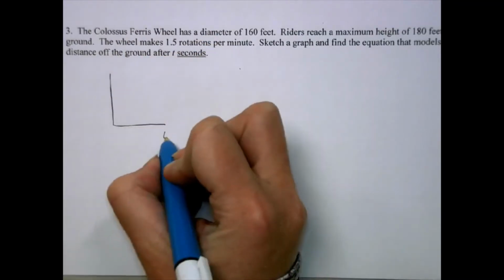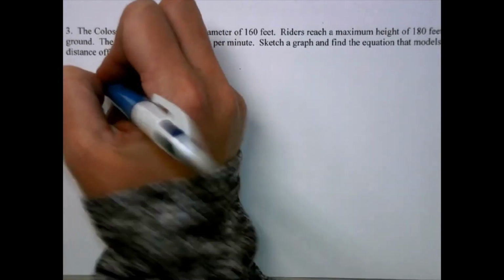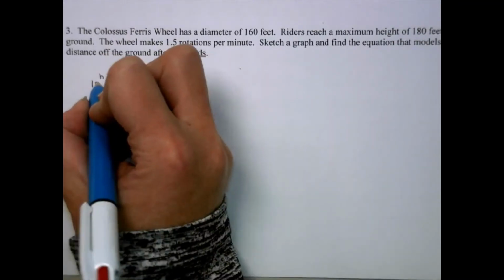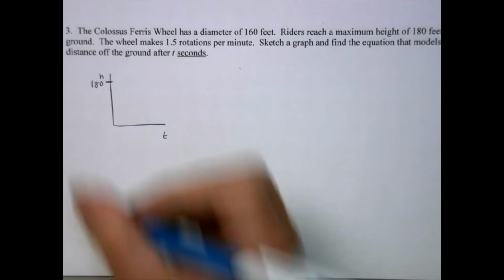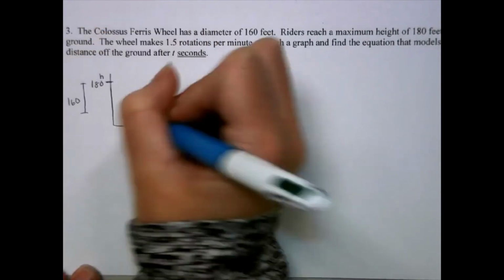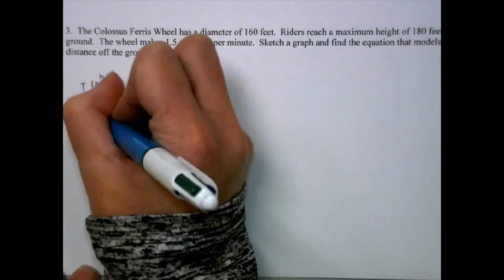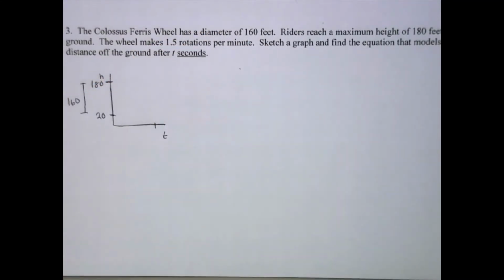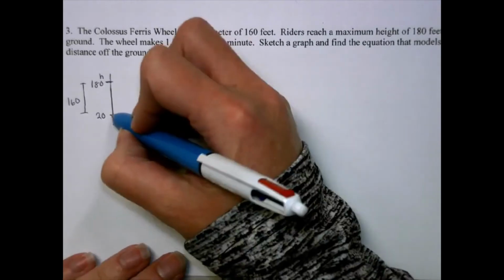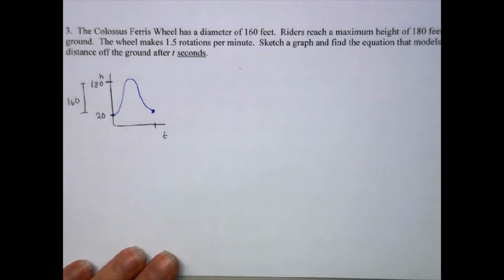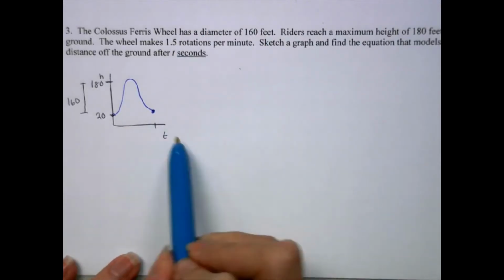Okay, so this is going to be time, and this is going to be our height. We know we have a maximum of 180. The diameter is 160. So that means my minimum is going to be at 20. We'll figure out how long this takes in a second. But we start at 20, we go up to 180, and then back down.